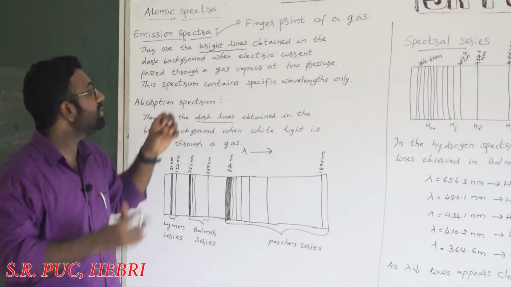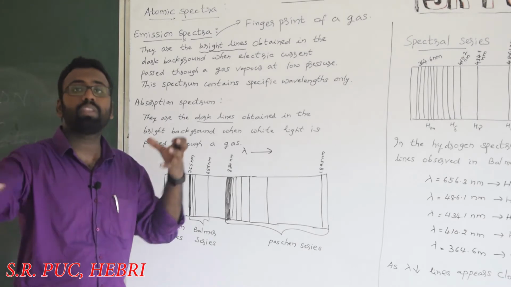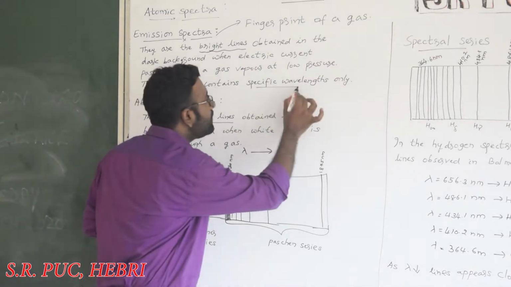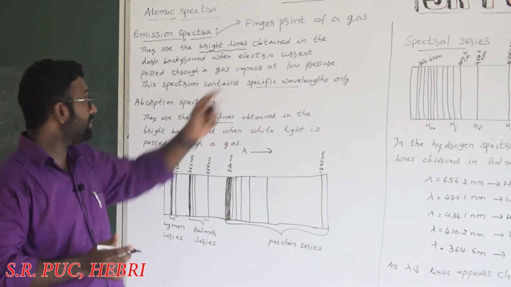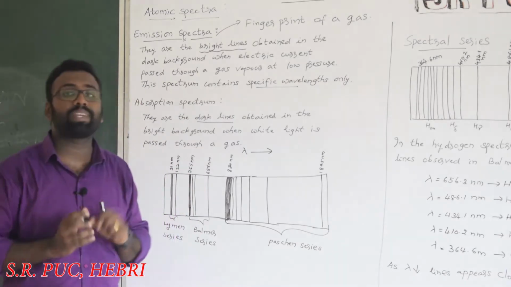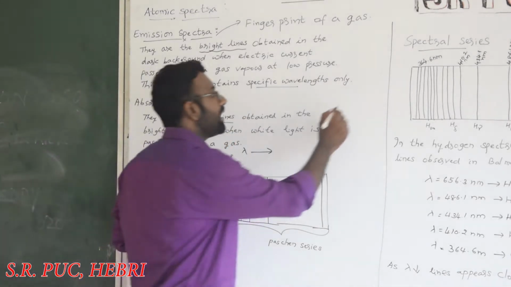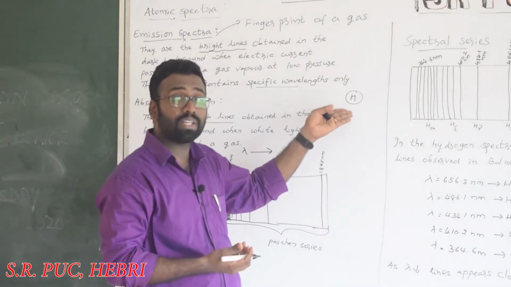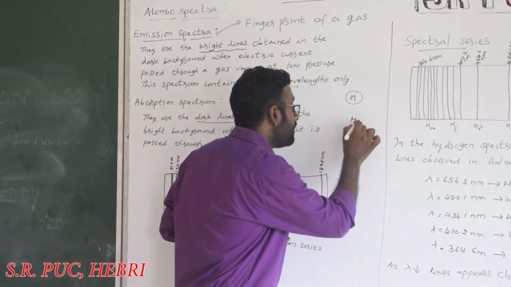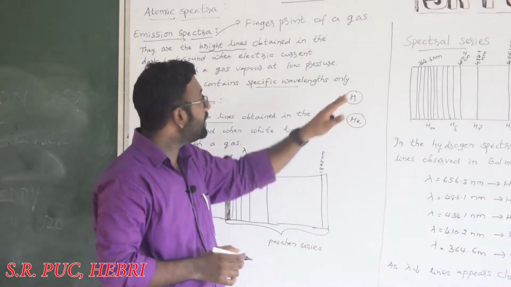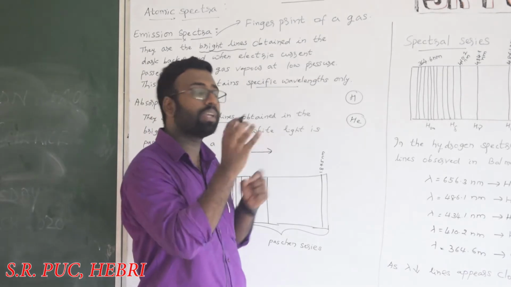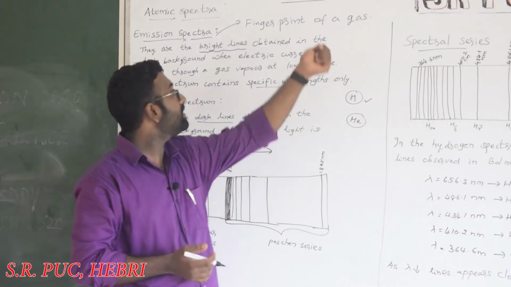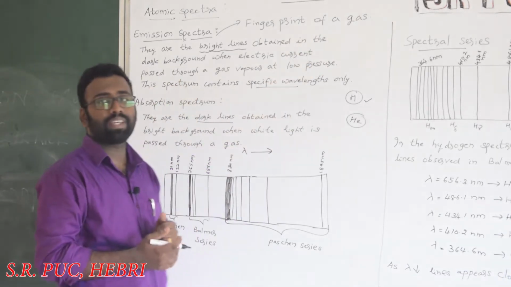This spectrum has a speciality. It contains specific wavelengths only. It doesn't have all the wavelengths; it's not a continuous spectrum. And I've written here, it is a fingerprint of a gas. If I take hydrogen gas, the spectrum we get from it will not be the same as that of helium gas. It is the spectrum specific to hydrogen gas alone. That's the reason we call it a fingerprint of the gas.